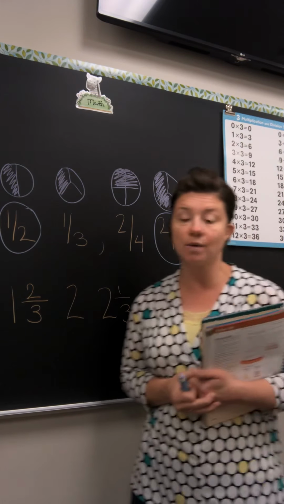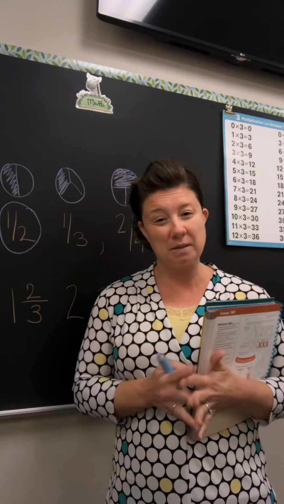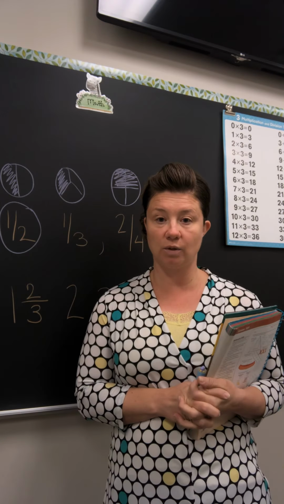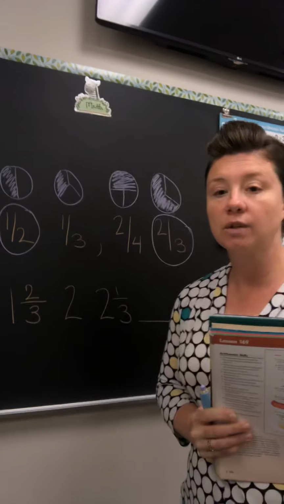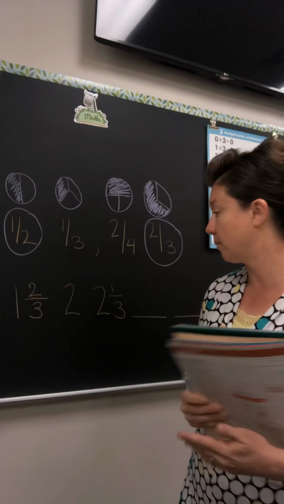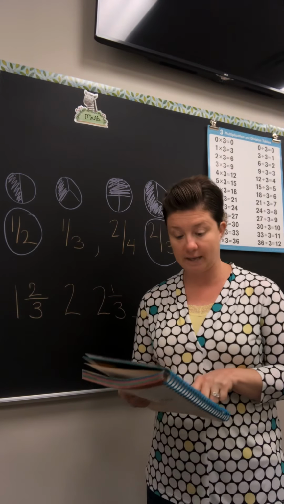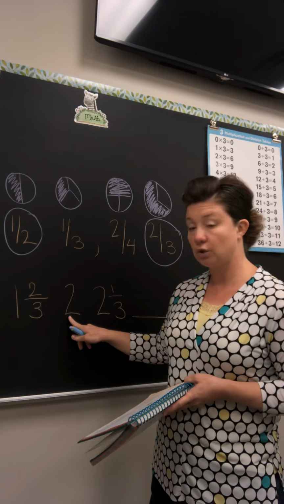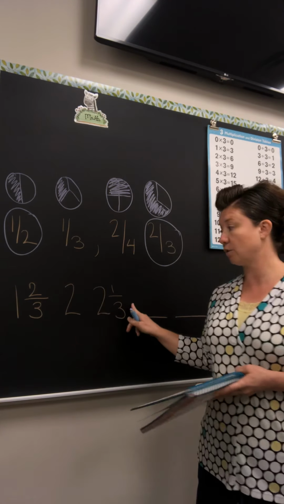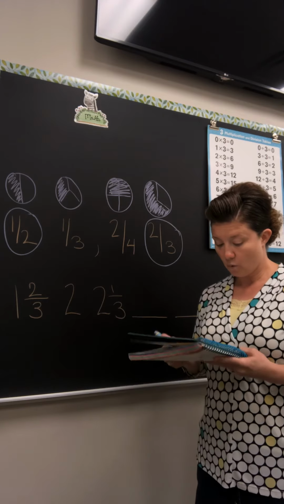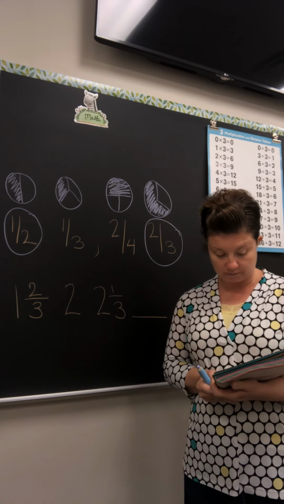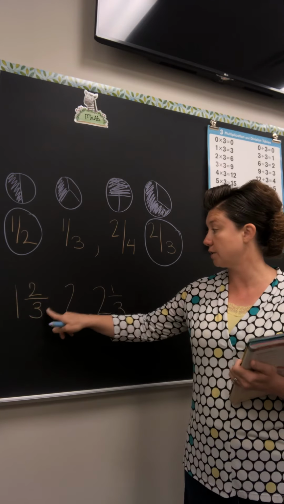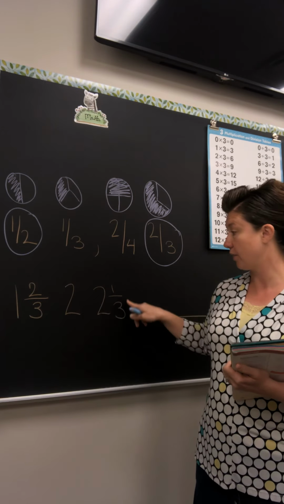It says continue the pattern. This pattern's a little bit different. I don't know that we've done patterns with fractions much, so I wanted to go ahead and do it with you, okay? So if you look up here, I've got the same thing written on the board that's in your book. So we're gonna go through this together. They give us 1 2/3, then they skip to 2, and then we go to 2 1/3, I'm sorry, 2 1/3. 1 2/3, 2, 2 1/3.